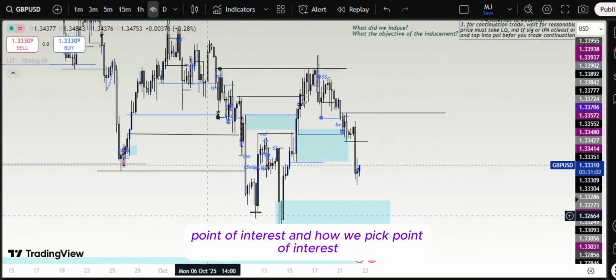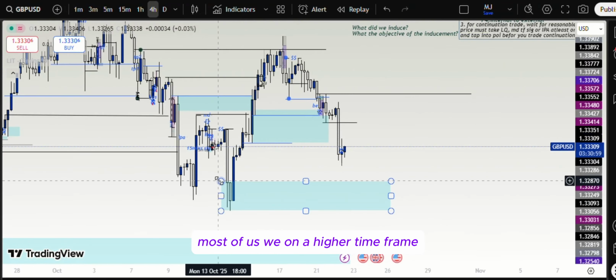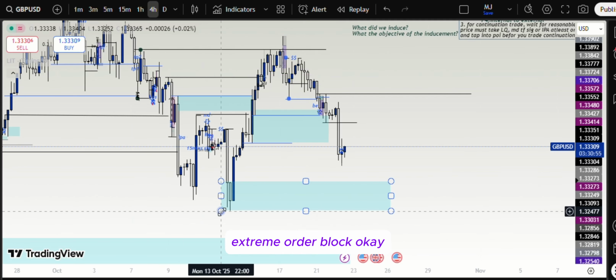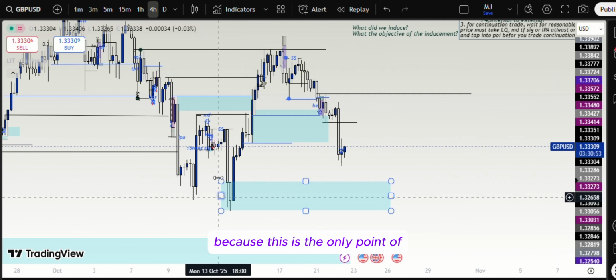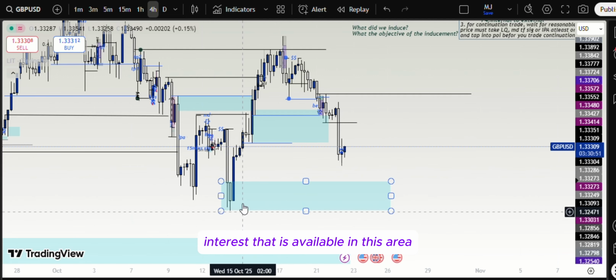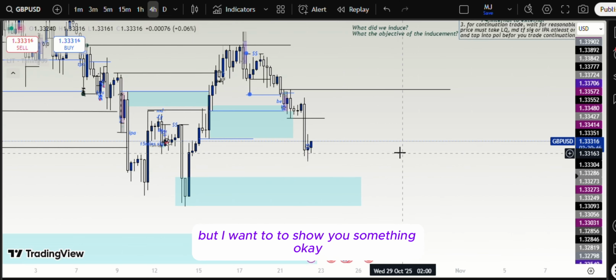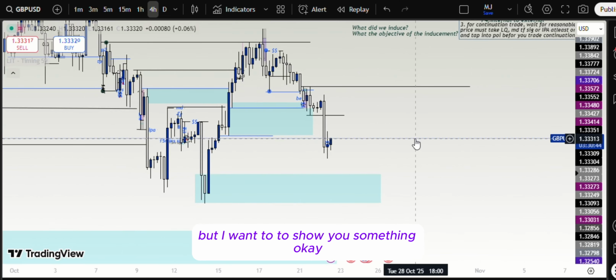Of interest and how we pick point of interest. Most of us, on a higher time frame, we pick point of interest like maybe our order block, extreme order block, okay? Because this is the only point of interest that is available in this area to buy from, and then you wait for market to tap it.